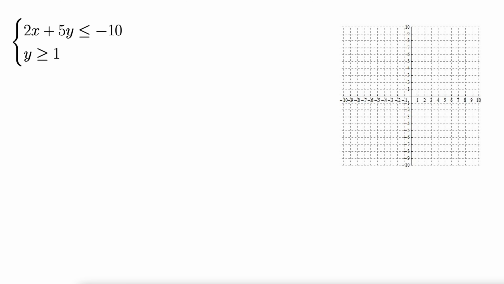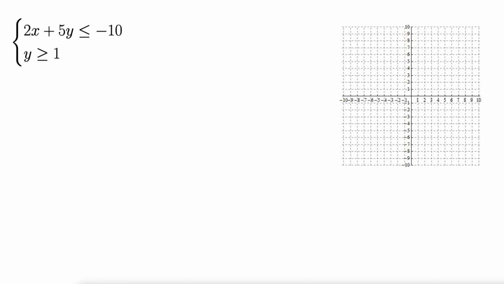For this exercise, we have 2x plus 5y less than or equal to negative 10 and y greater than or equal to 1. And we are going to graph the inequality. I guess we'll graph the system of inequalities, which will give us a shaded region, which will be our final answer. Okay, so each one of these inequalities here makes a line.